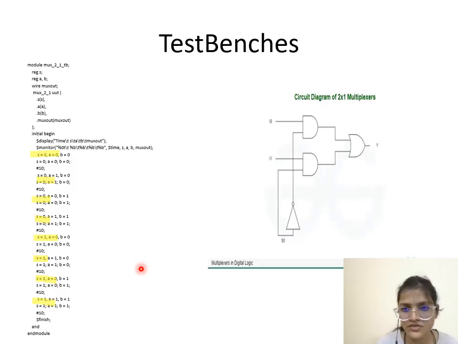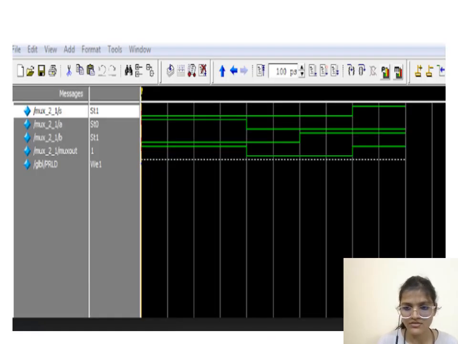So this is the circuit diagram. Here we can see that whenever the value of S is 0, it indicates I0, and whenever the value of S is 1, it indicates I1. In the software, S, A and B are inputs and mux out is the output. Here we can see the S value is 0 here and 1 here.